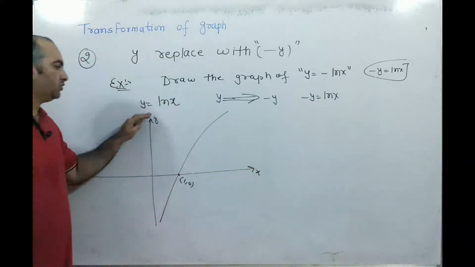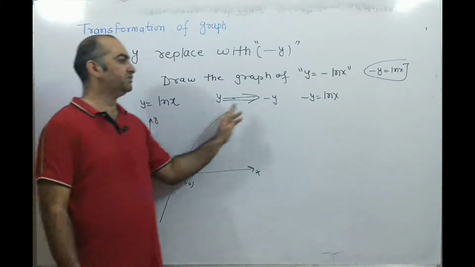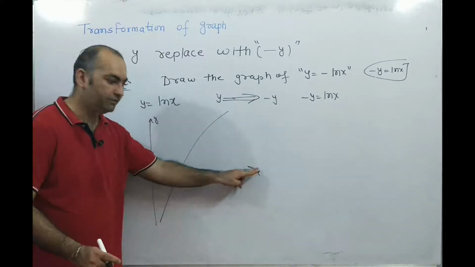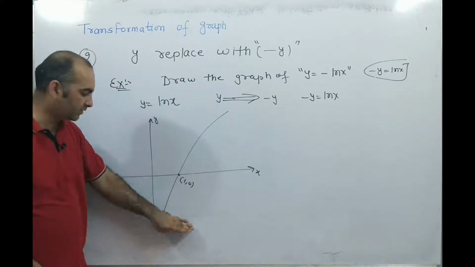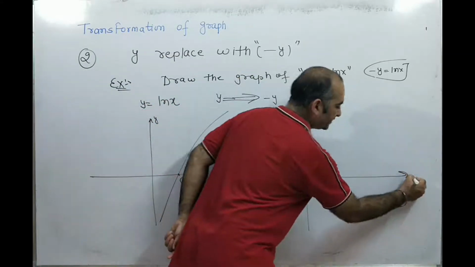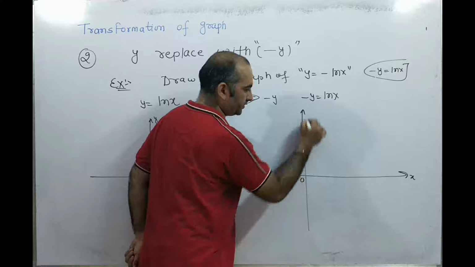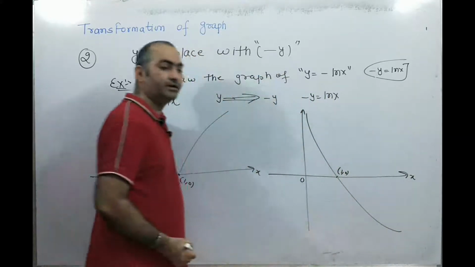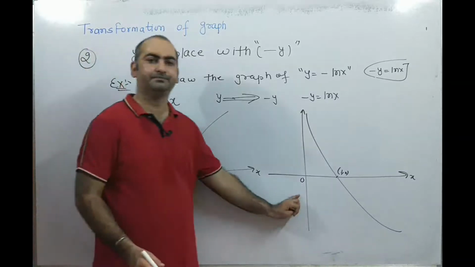We know the y equal to ln x graph. So here y is replaced with minus y. So in the graph, we have to rotate this graph 180 degrees with respect to the x-axis. So this portion will come down and this portion will come above. So what graph will come? This is the x-axis, this is the y-axis, this is the origin. So this graph will come. This point is 1 and this point is 0. Correct? So this is the graph that will come.